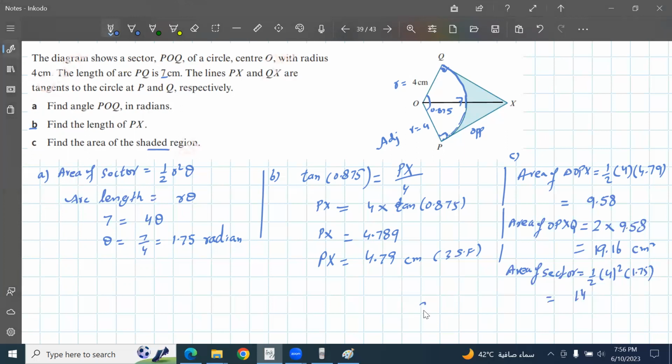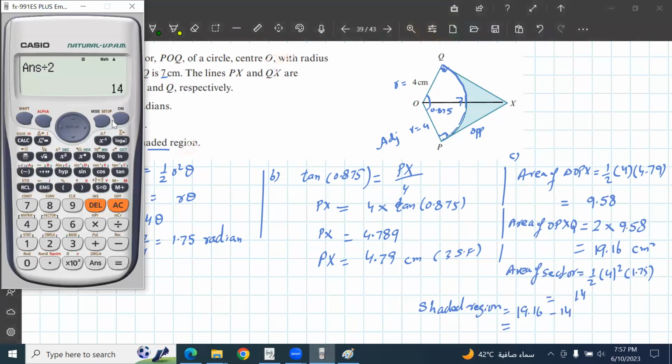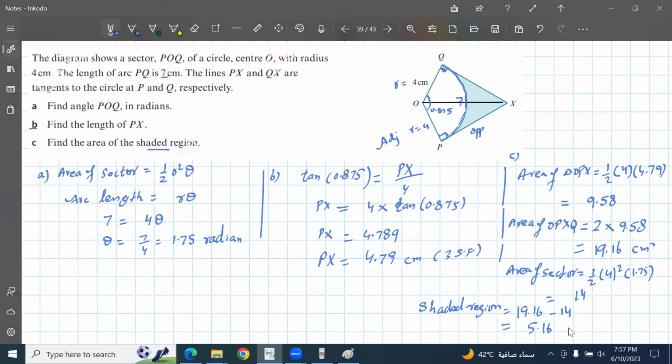So the shaded region is equal to the total area, which is 19.16 minus 14, which gives us 5.16. 5.16 centimeters squared. This is the required shaded region. So I hope you understand.